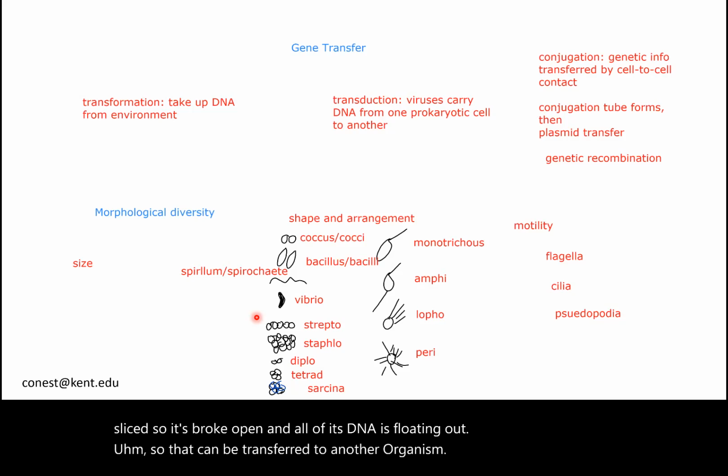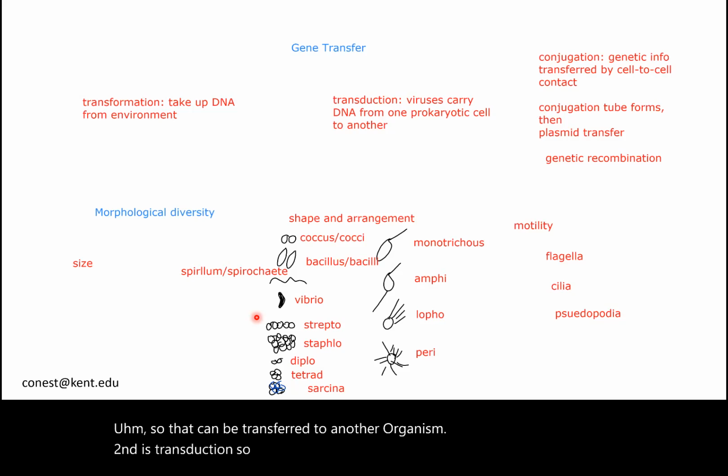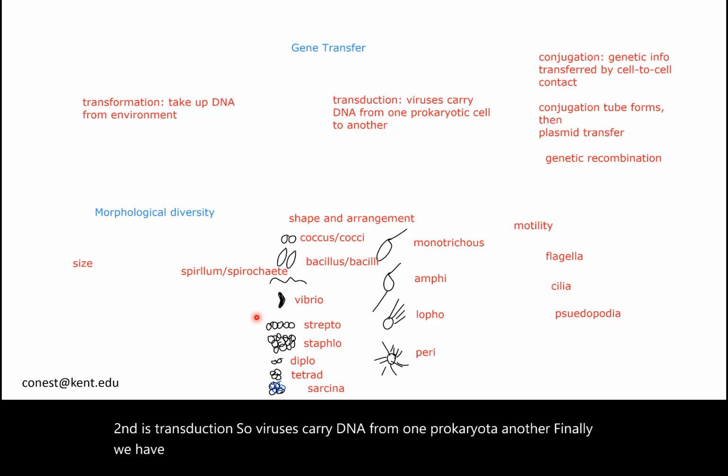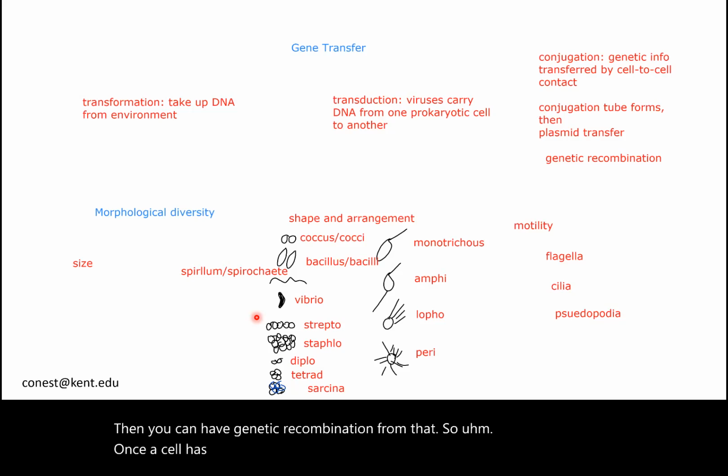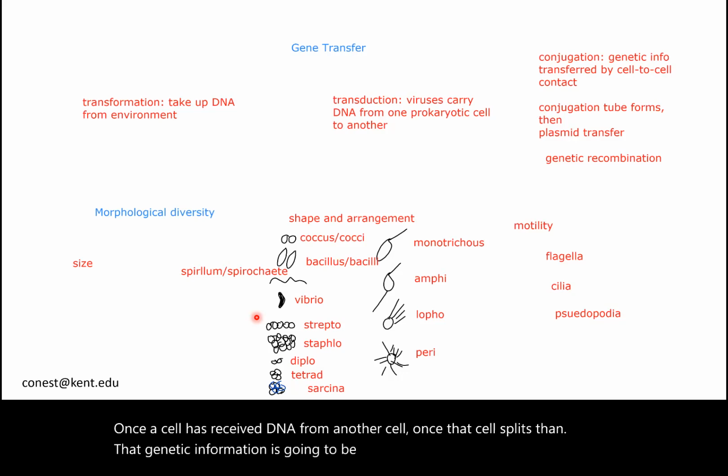Second is transduction. So viruses carry DNA from one prokaryote to another. Finally, we have conjugation. So genetic information is transferred by cell-to-cell contact via a conjugation tube. And then you have transferring of plasmid. Then you can have genetic recombination from that. So once a cell has received DNA from another cell, once that cell splits, then that genetic information is going to be incorporated into that genome.